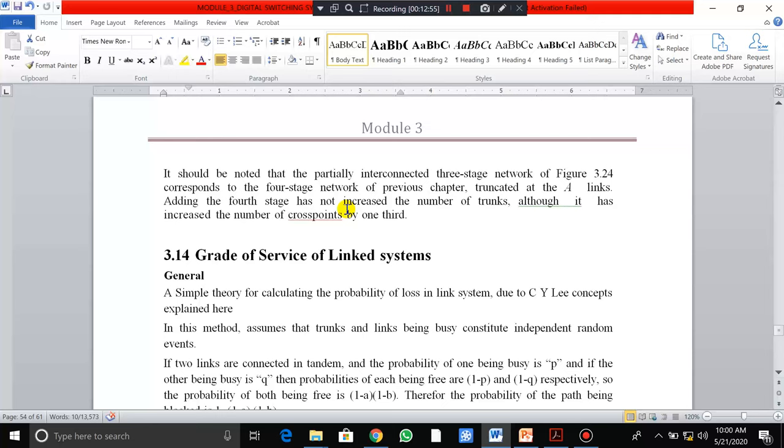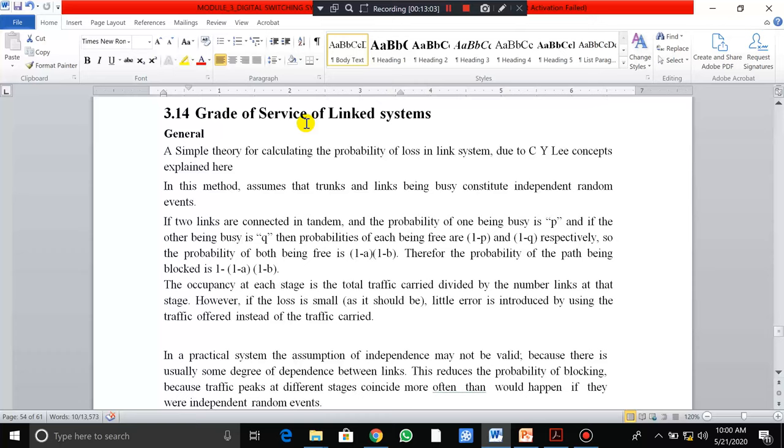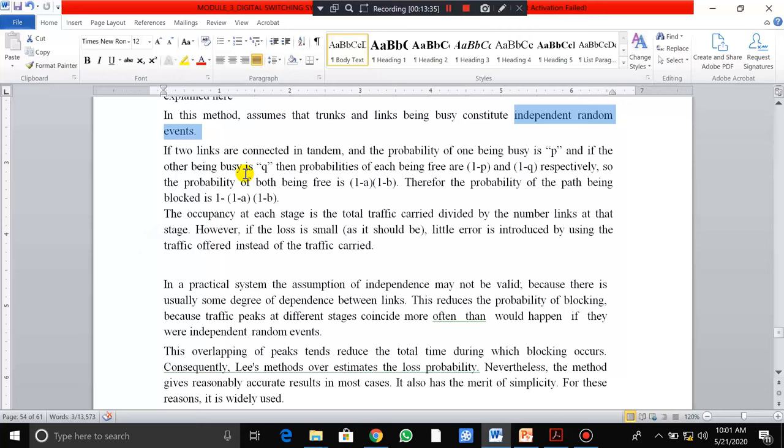Okay, so the next topic is grade of service of linked systems. It is very important. A simple theory for calculating the probability of loss in the linked system is due to C. Lee, which is explained in grade of service. In this method, we assume that the trunks and the links being busy constitute independent random events. That means we assume that the trunks and links which are busy at a particular instant of time are independent random events. If two links are connected in tandem and the probability of one being busy is P, and the other being busy is Q, then the probabilities of being free are taken as 1 minus P and 1 minus Q respectively.